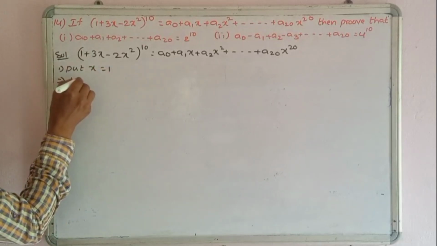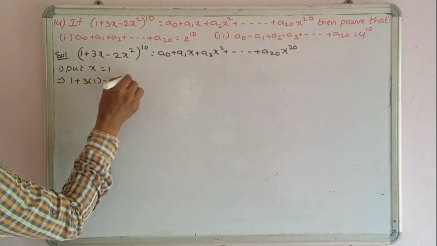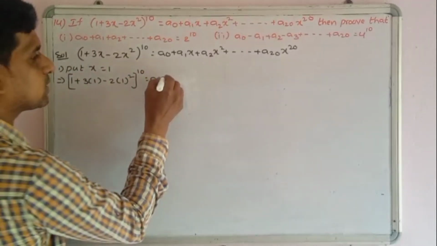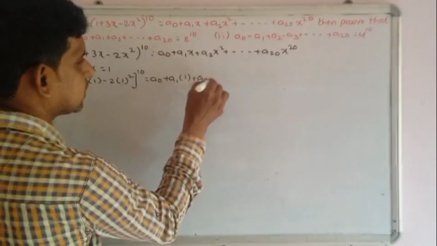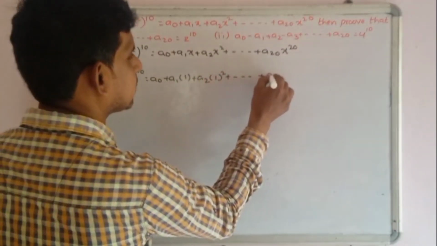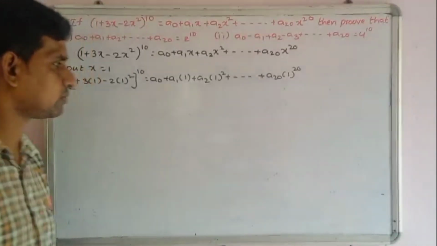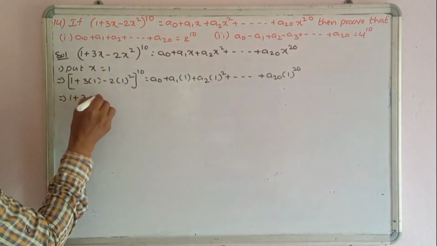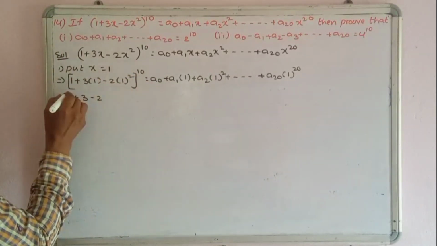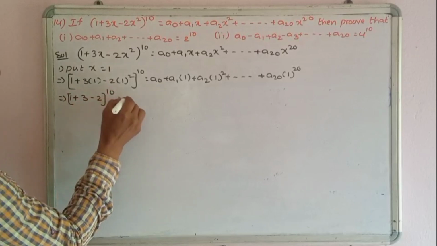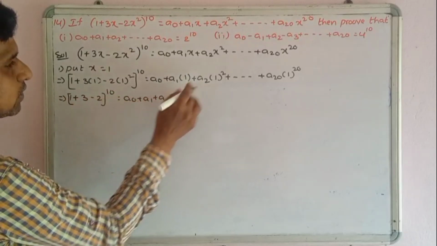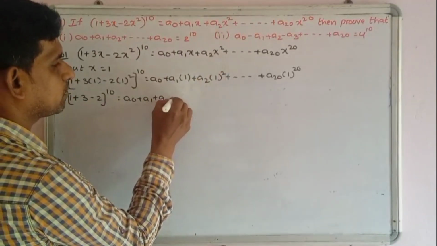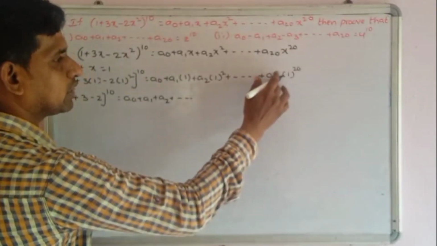Then (1 + 3 times 1 - 2 times 1 square) whole power 10 equals a0 + a1 times 1 + a2 times 1 square + and so on up to a20 times 1 power 20. Okay, that equals (1 + 3 times 1 is 3 - 2 times 1 square, value 1, 2 times 1 is 2) power 10 equals a0 + a1 (1 times a1 is a1) + a2 (1 square value 1 times a2 is a2) + and so on, 1 power 20 value 1, a20 times 1 is a20.